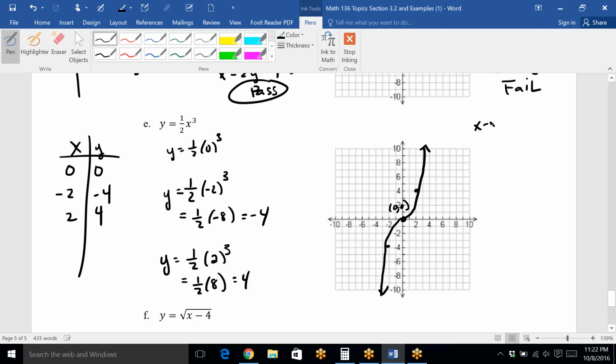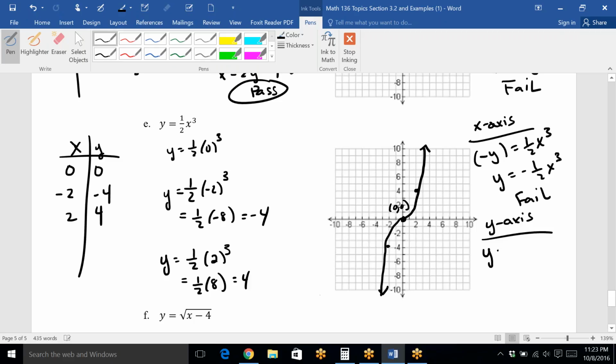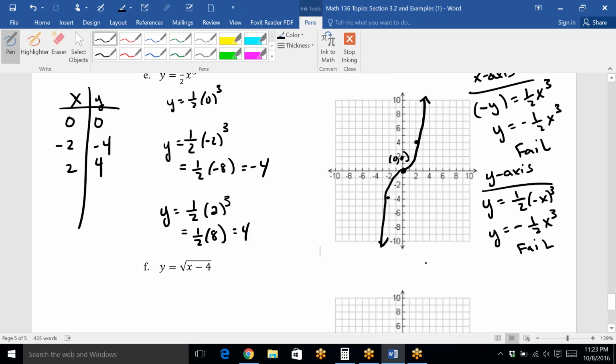So the x-axis test, it should fail. So that's when you plug in -y. And if you try to solve that over, you get -1/2 x cubed, so that is not the original on the right side. It also fails the y-axis test because you're plugging in -x. And that negative cubed would actually still be negative, so that's -1/2 x cubed, so that's also a fail.